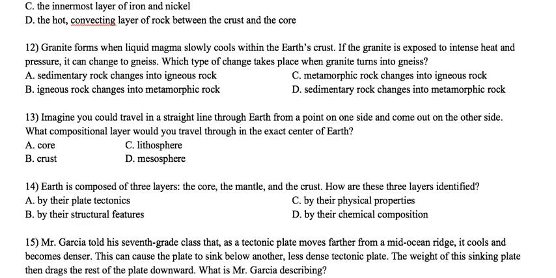Question 13. Imagine you could travel in a straight line through the Earth from a point on one side and come out on the other side. What compositional layer would you travel through in the exact center of the Earth? A, core. B, crust. C, lithosphere. D, mesosphere.